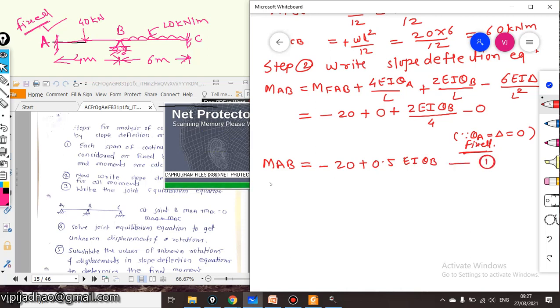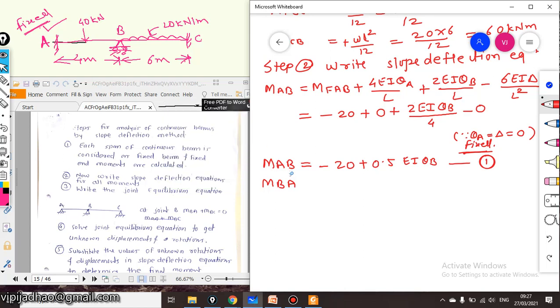Now write down the second slope deflection equation MBA. So we have slope deflection equation is equal to MFBA plus 4EI theta of near end. For this case theta will be theta B, theta B divided by L, plus twice EI theta A divided by L, minus 6EI delta upon L square.